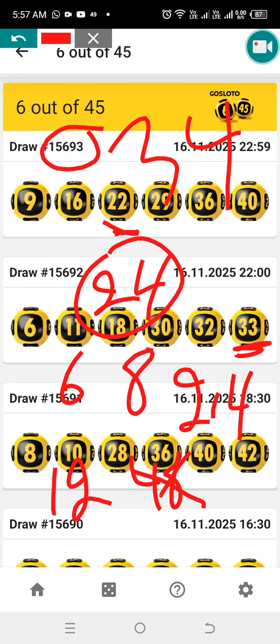That is how to calculate Gosloto 645. Gosloto 645. Go and learn how to calculate to use these numbers. You can still use the number calling chart.